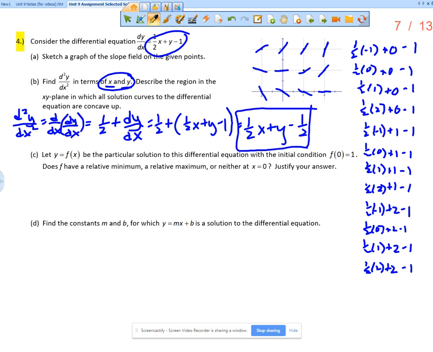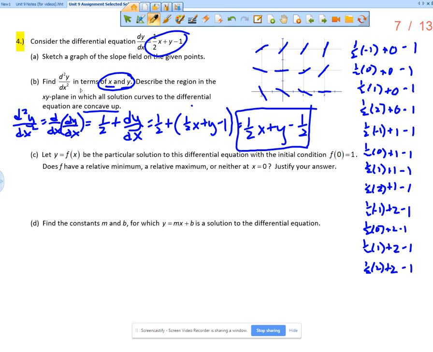So that's part B. Part C. Oh, wait, sorry, the rest of part B. This is kind of a weird question. Describe the region in the xy plane in which all solution curves to the differential equation are concave up. What does concave up mean?